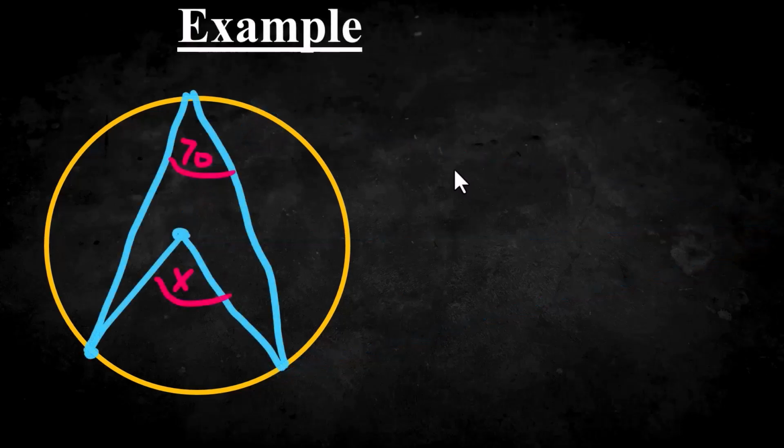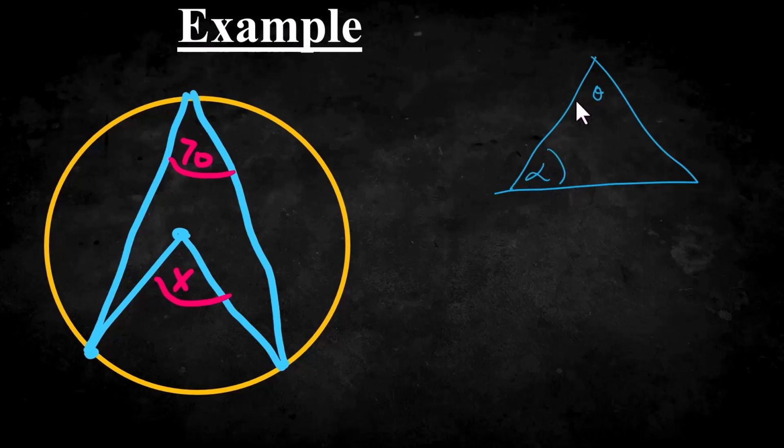Now let's talk about the first example. Before that, the sum of angles in a triangle: if the angles are alpha, theta, and beta, alpha plus theta plus beta will give us 180 degrees.